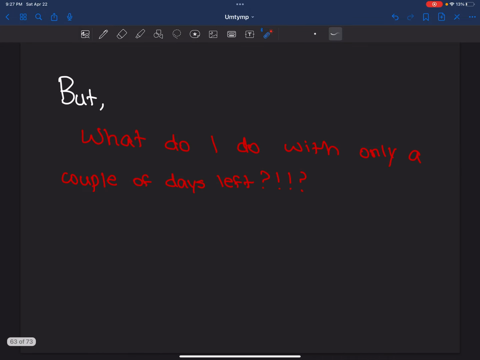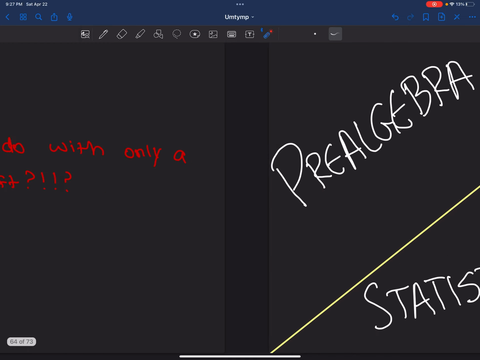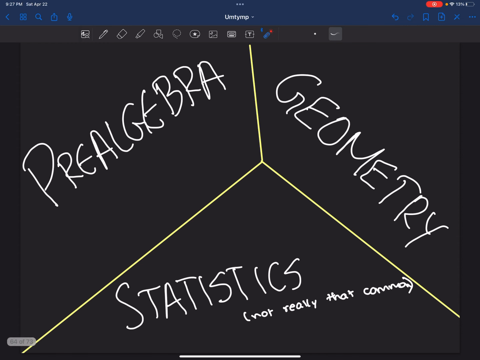And now, what do I do with only a couple of days left? Well, that's why I'm here with this video. So this is the triangle of UMTYMP. I created this triangle around 2 hours ago. But here are the 3 topics: pre-algebra, geometry, and statistics. However, statistics doesn't really matter, so we can erase it because it's not really that common.